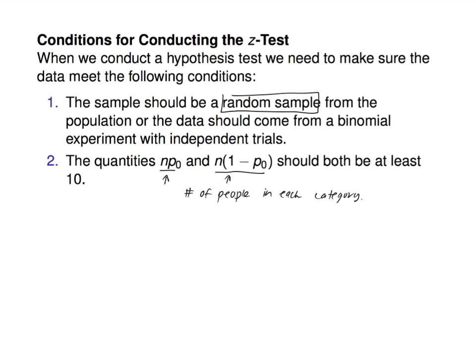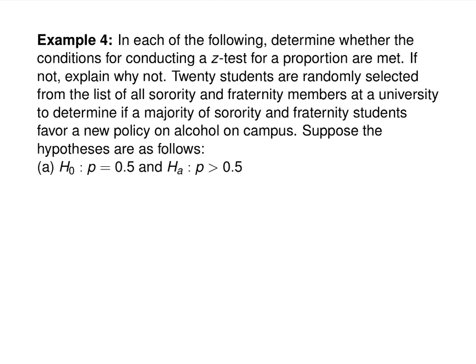So for example, look at this next one. We have 20 students selected from the list of sorority and fraternity members at a university to figure out if a majority of them favor a new alcohol policy. So if these are your hypotheses, is 20 enough? In that case, you need to check what your null value is.